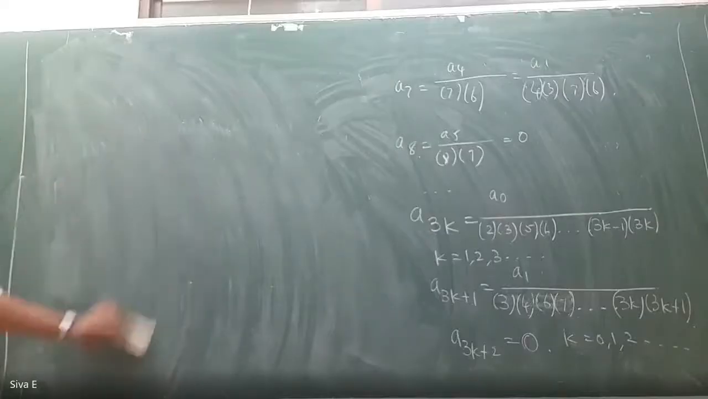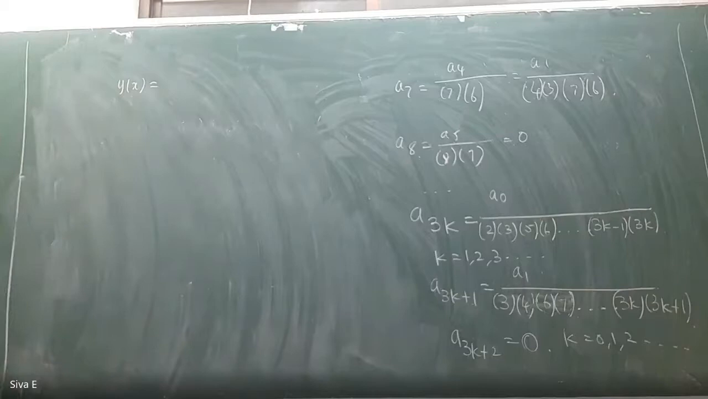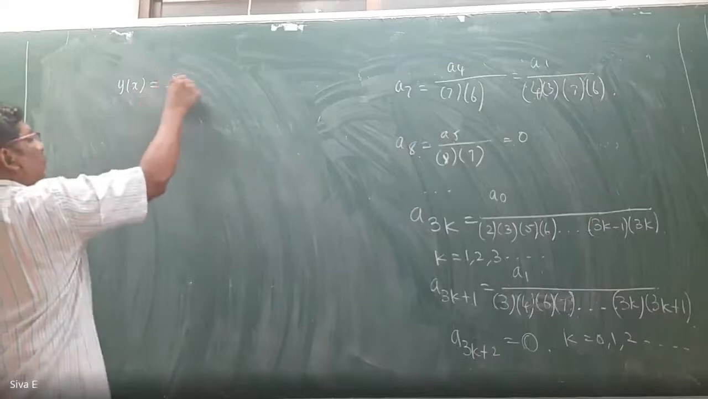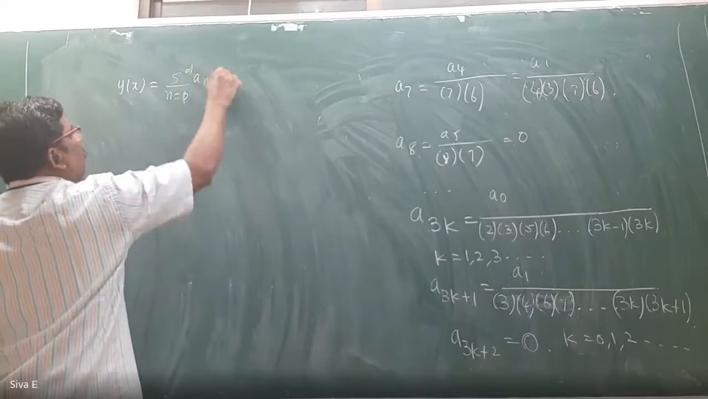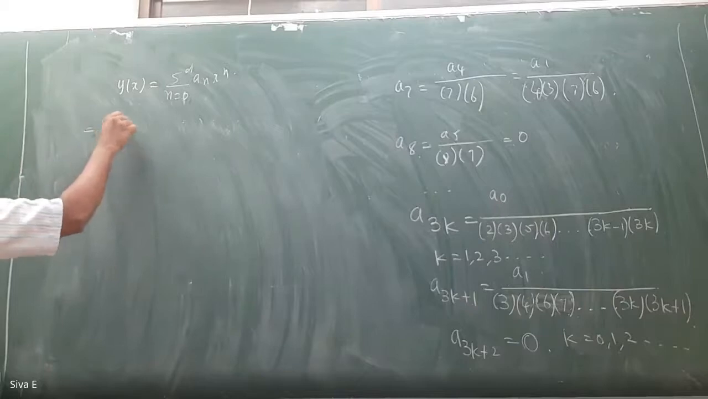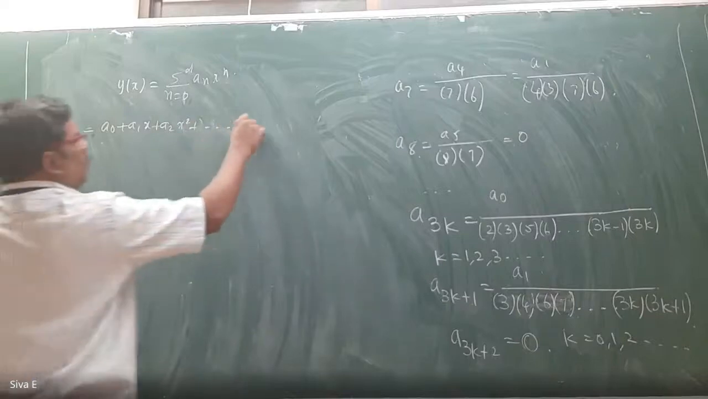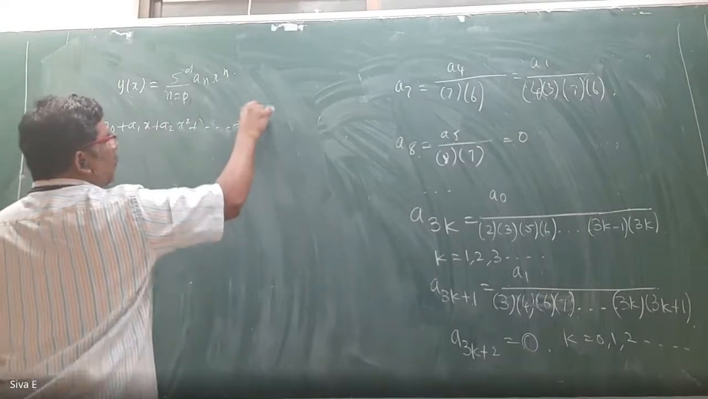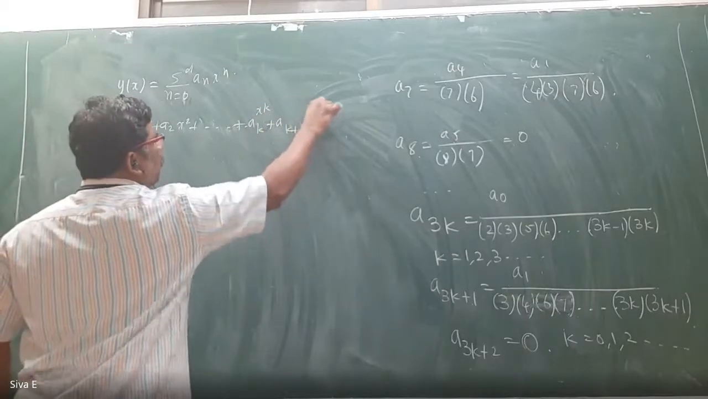But given the power series is y of x equal to summation of n equal to 0 to infinity a n x power n, that is equal to a0 plus a1 x plus a2 x square, and so on, a k x power k plus a k plus 1 x power k plus 1, etc.